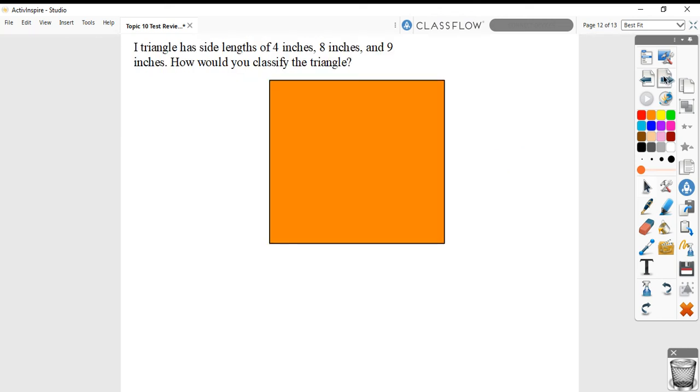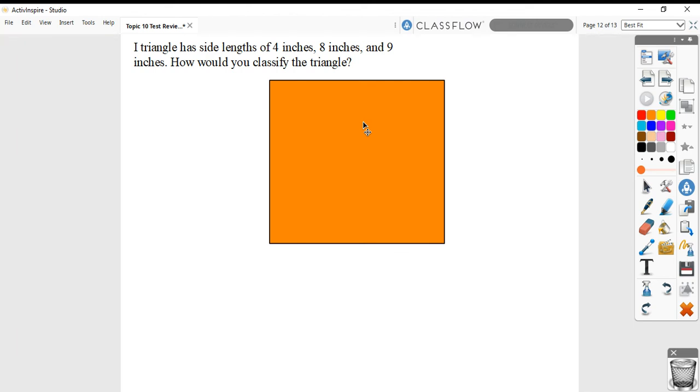All right, so this is one that a lot of people have struggled on. It says a triangle has side lengths of 4 inches, 8 inches, and 9 inches. How would you classify the triangle? This was on the very back page of your Topic 10 notes. The last page that we did together on these notes said that you can classify triangles using the Pythagorean theorem.